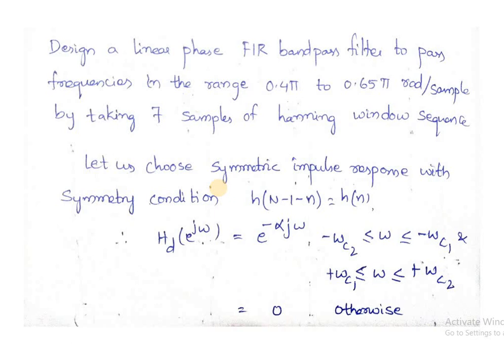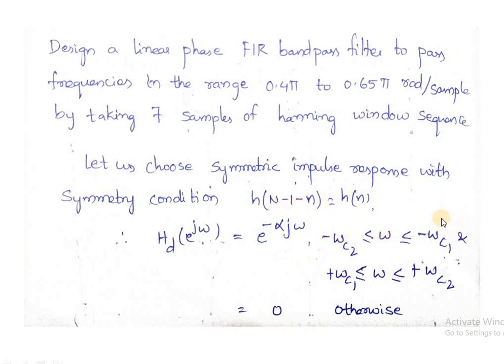This is a class of raised cosine window. Therefore, we will make use of this particular windowing sequence in order to design a linear phase FIR band pass filter. Now, since it was clearly given it is an odd numbered sample, we choose that it is a symmetric impulse response with the symmetry condition h of N minus 1 minus n is equal to h of n. Therefore, it will be purely causal in this case, and therefore Hd of e power j omega is equal to e power minus alpha j omega for minus omega c2 less than or equal to omega less than or equal to minus omega c1.